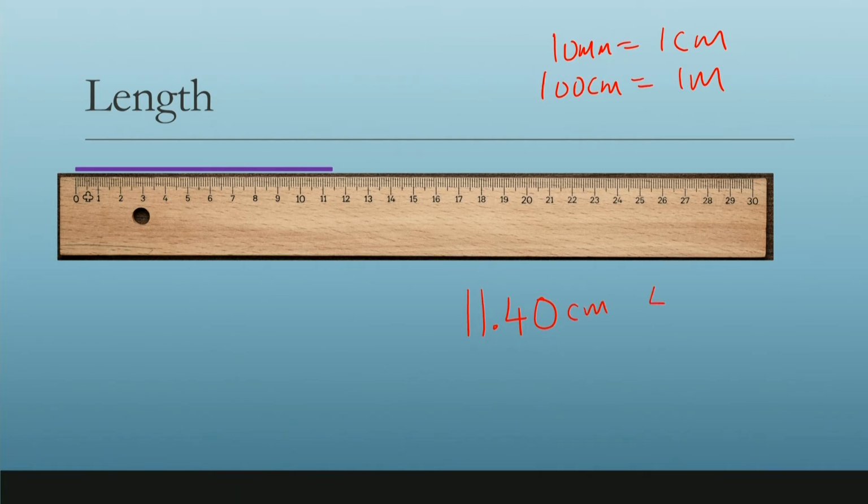So here I have 4 significant figures. So I can be more precise with this ruler than I was with the last one based on how it's actually graduated. So that's going to be very important when you're recording your data.